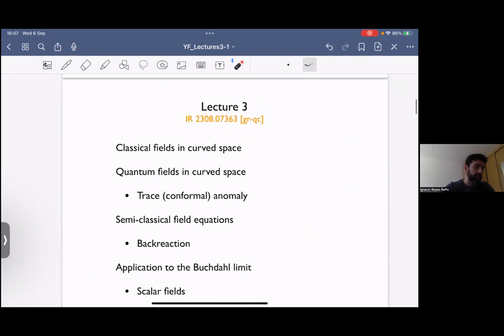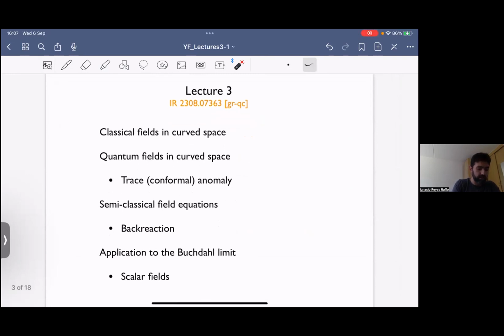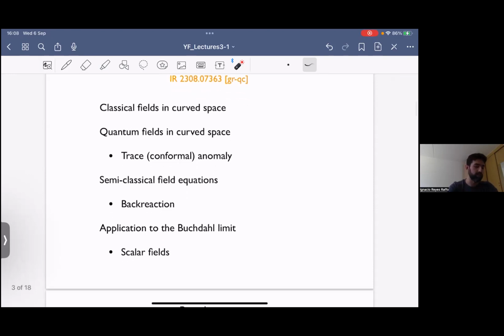So the plan for today is the following, and this is going to be basically based on a preprint that I put recently on the arXiv. We're going to ask first, now that we understand these solutions better, how classical fields propagate in these spacetimes, and then consider quantum fields. So doing quantum field theory in curved spacetime for these particular solutions, and then understand what that implies about the back reaction in the semi-classical Einstein equations. And finally, we're going to look at a very particular example where we go back to the Buchdahl limit and look at what happens for scalar fields.